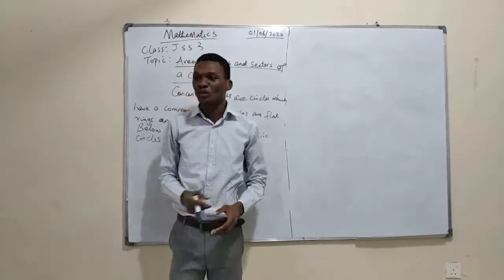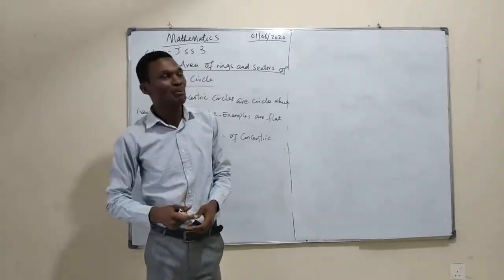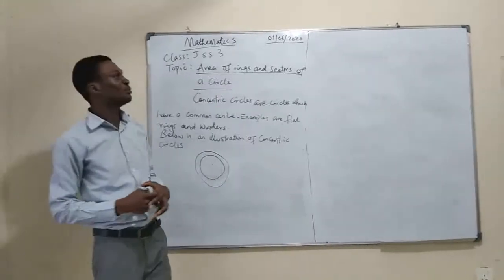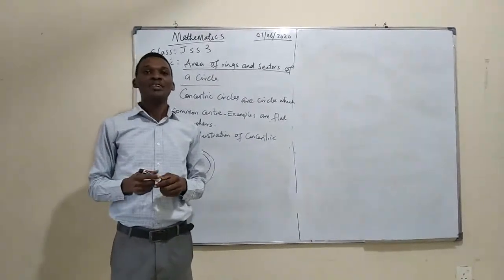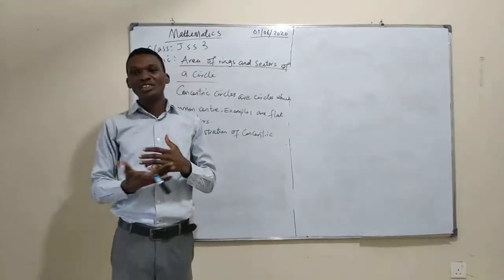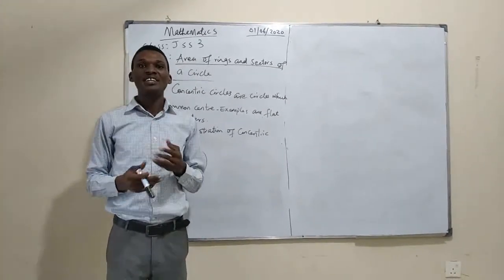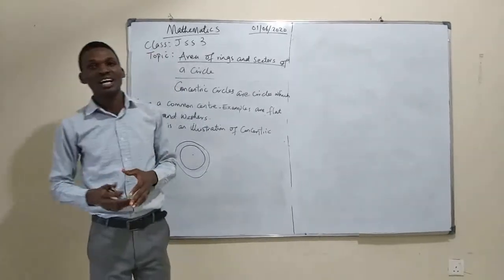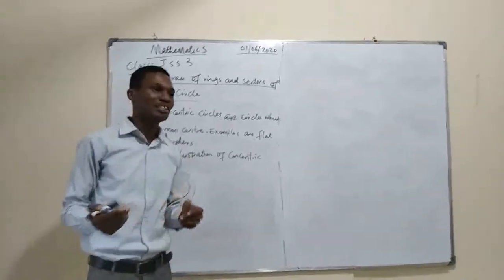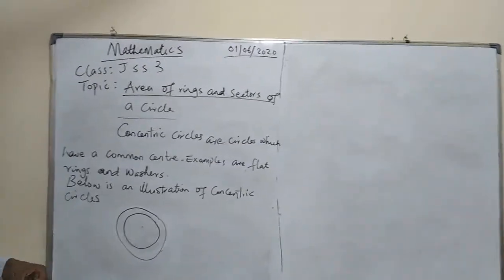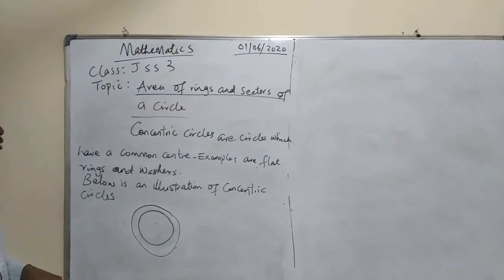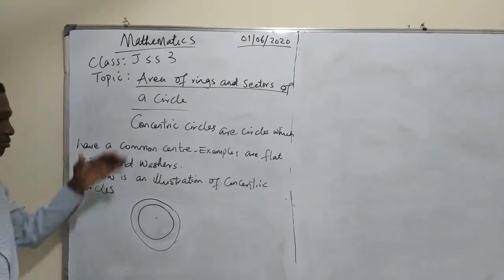Then we'll continue from where we stopped last week. Last week we talked about areas of plane shapes. We say that a plane shape is any shape that can be placed on a flat surface, while area is the amount of space an object or a shape occupies. So today we'll be looking at areas of rings and sectors of a circle.